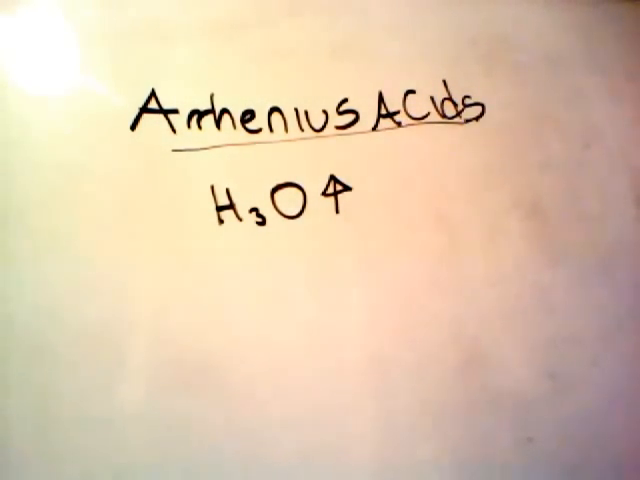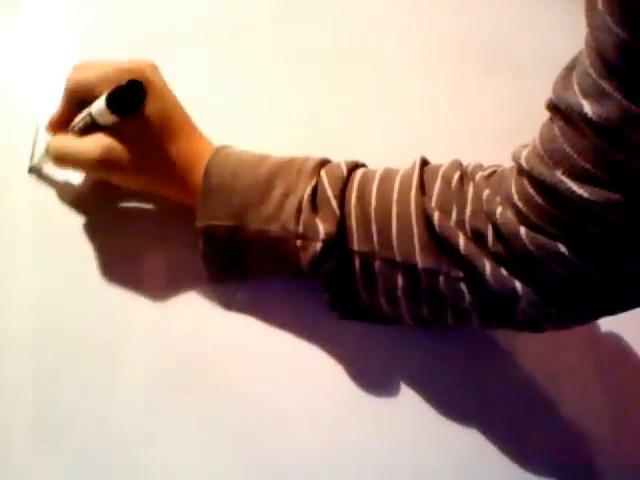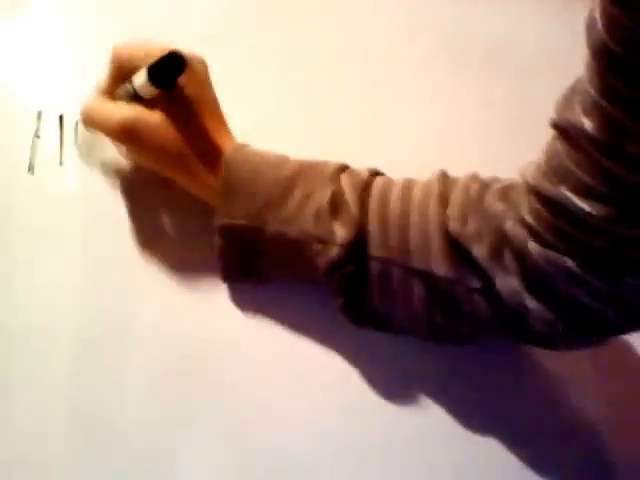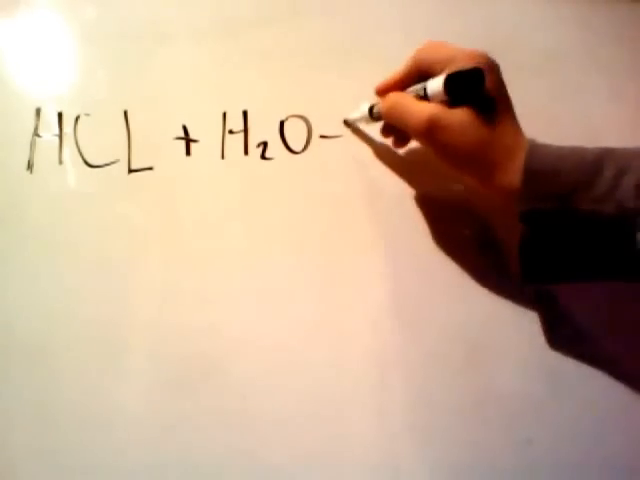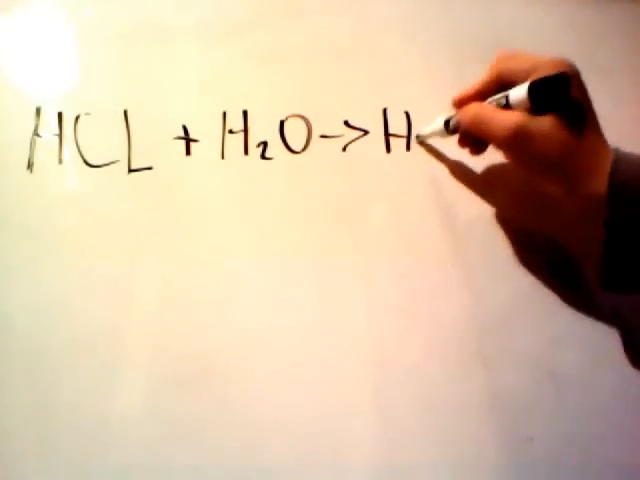So that might be kind of confusing without an example. So let's draw one. Let's just do HCl, because it's easy and lazy. It's gonna go with the water. That's gonna make hydronium.